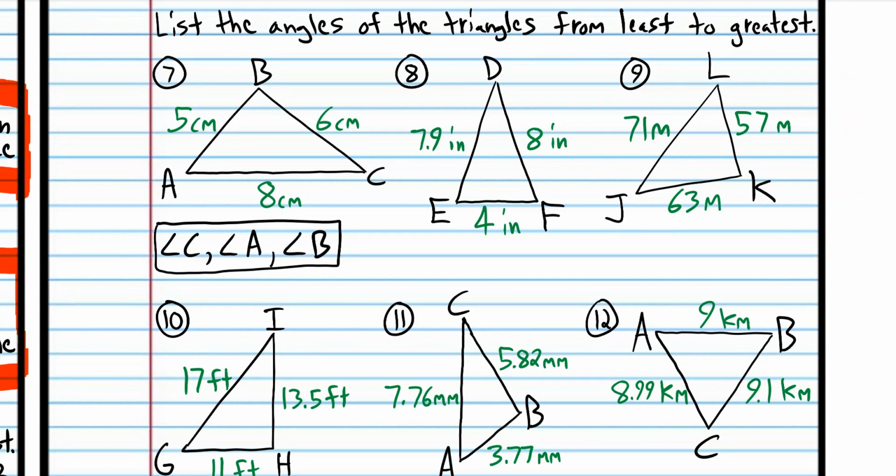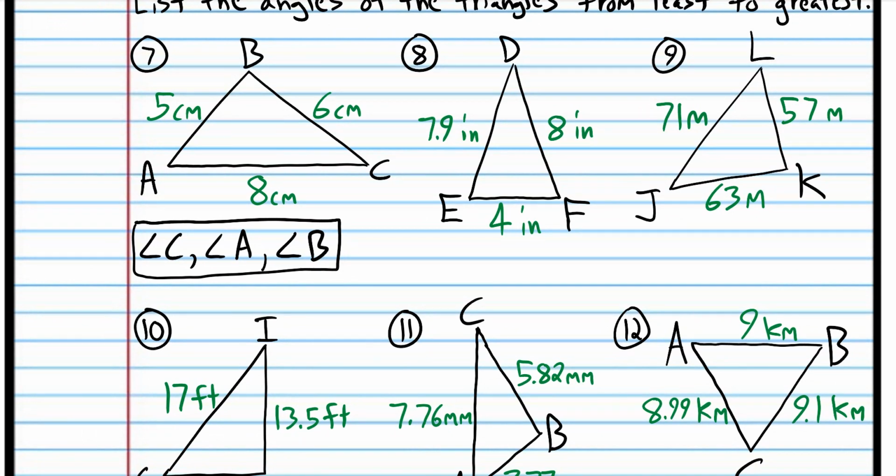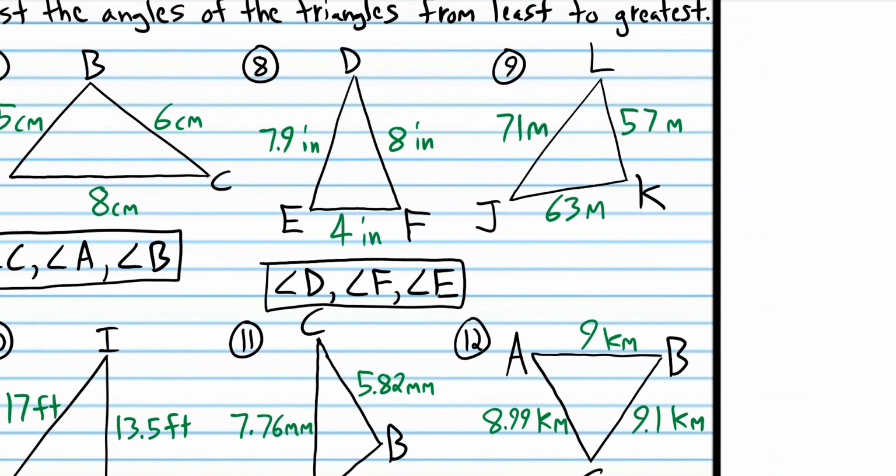So let's see here. Number 8, the smallest side is 4 inches, EF, so the angle opposite EF is angle D. That's the smallest angle. And 7.9 is the next biggest side, so the angle opposite 7.9, angle F, that's the next biggest angle. And of course that leaves angle E. Angle E must be the biggest angle because it's opposite the biggest side.